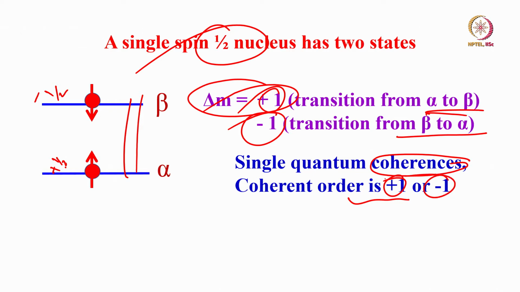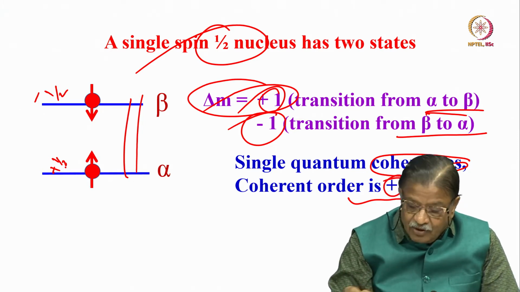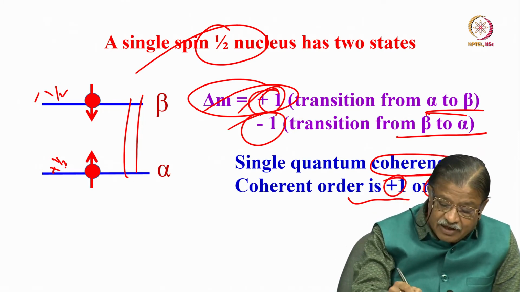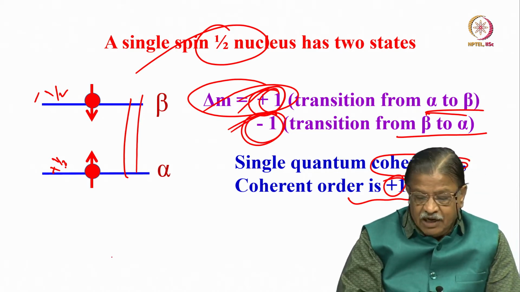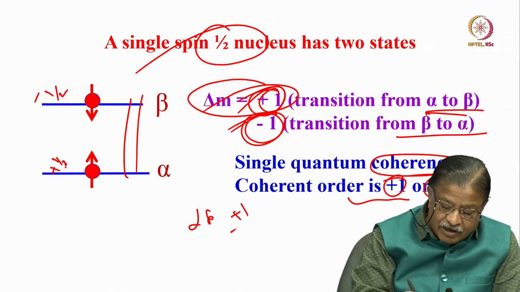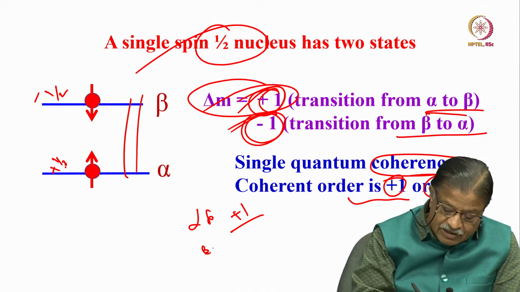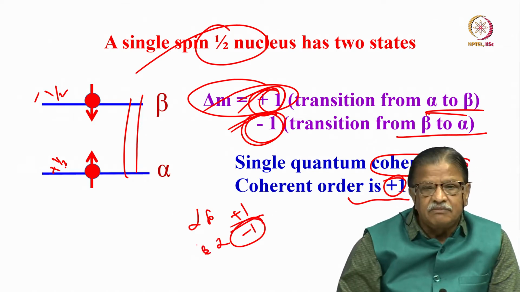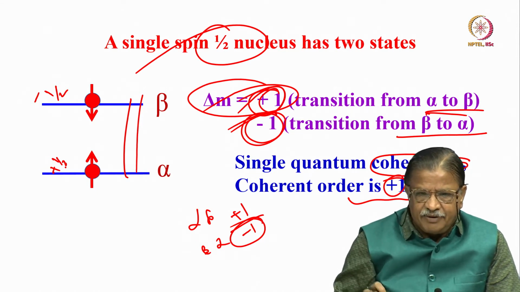Remember, these are single quantum coherences, and I call this coherent order 1 and 2. Plus 1 is the coherent order of this one, and minus 1 is the coherent order of this one. So the transition from alpha to beta is called coherent order plus 1. Transition from beta to alpha is coherent order minus 1. This is important. Remember what a coherence order is.